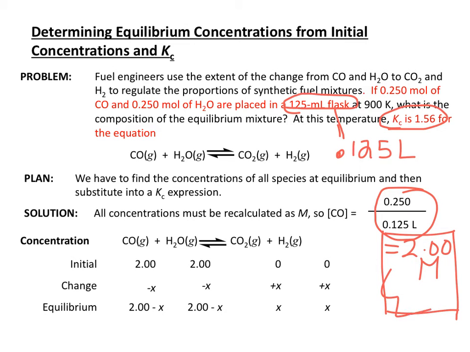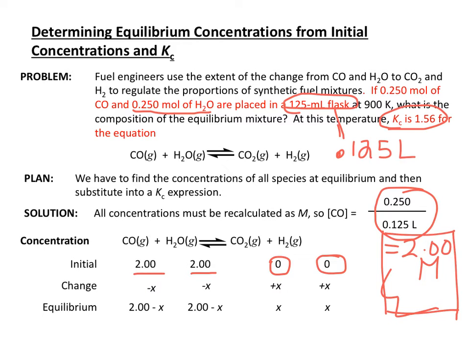So this isn't a tank, it's a flask. Likewise, we have the same concentration of water as well. We have 0.250 moles going into the same 125 milliliter flask, so we also have 2.00 molar for both of them. So initially that's what we have. In the beginning we have no product, so we have no CO2 and no H2, so those are 0 in the beginning.